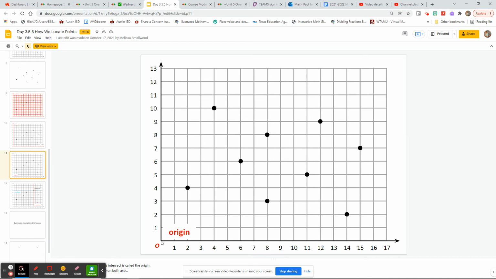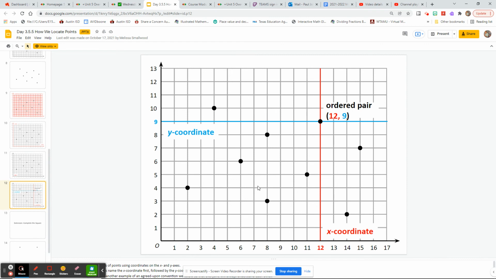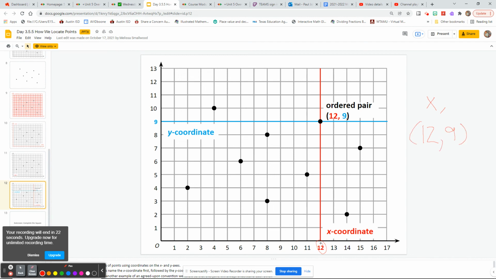All right. The point that we begin at, the origin. And then the way that we find an ordered pair is we find out where it is on the x coordinate first. So we go on the x-axis and we find that number. In this case it was 12. And then we go to the y-axis number. In this case it was 9. So that ordered pair right there is the point 12, comma 9. Just like you see right there.